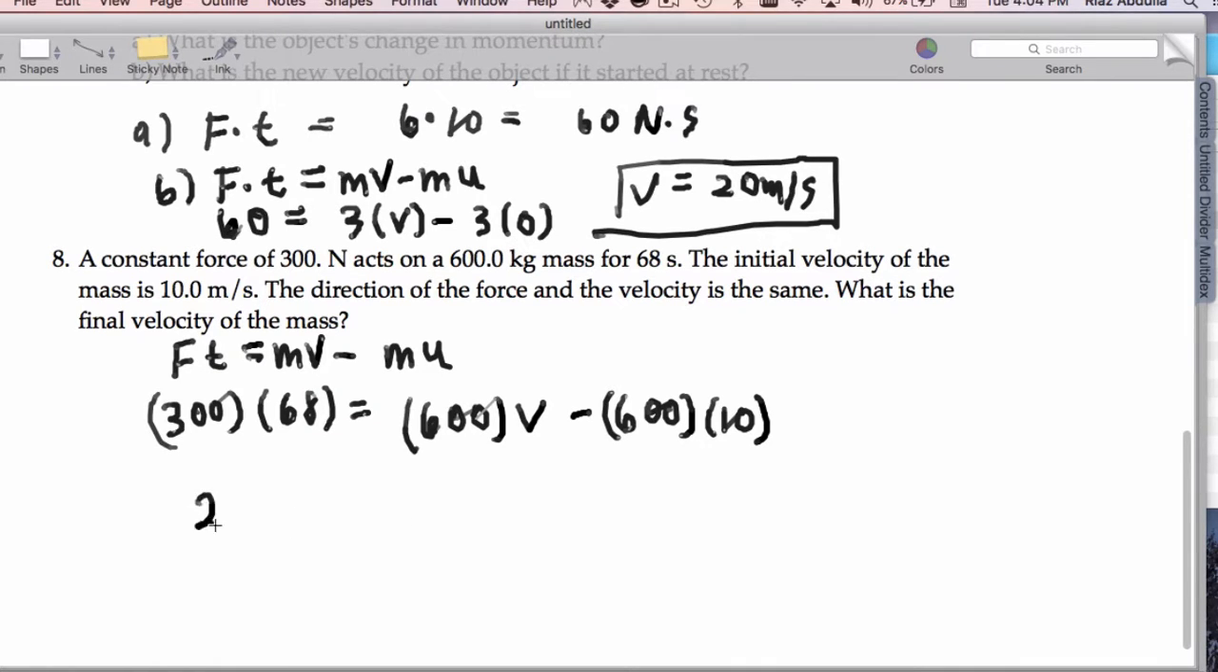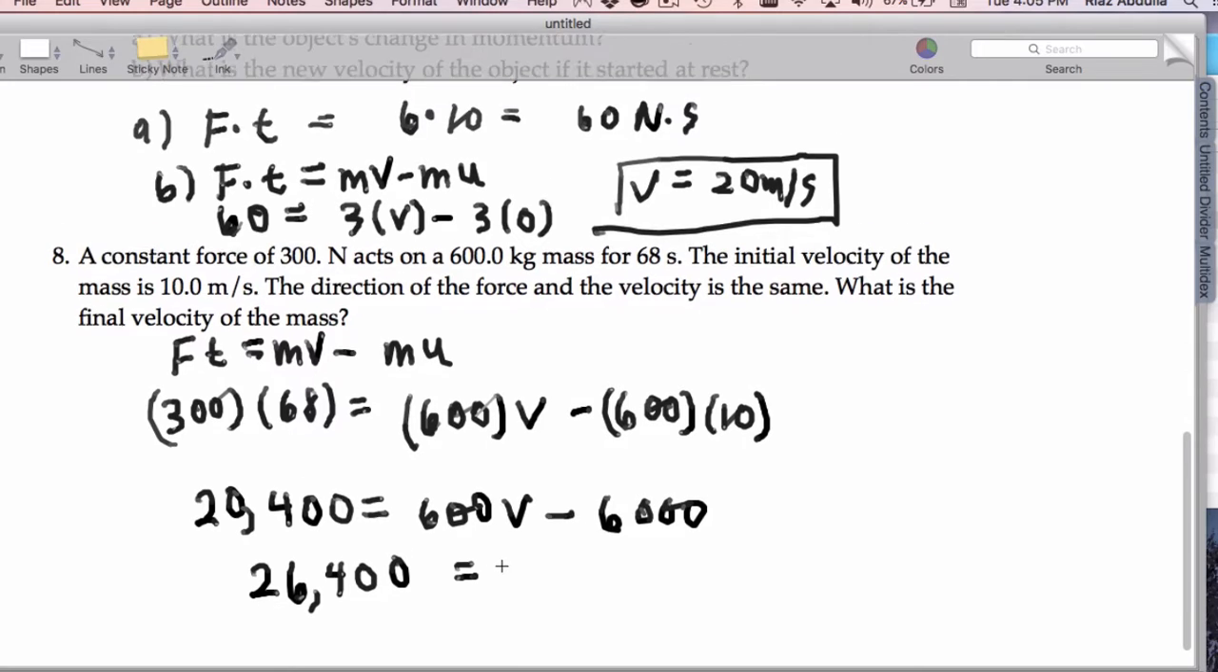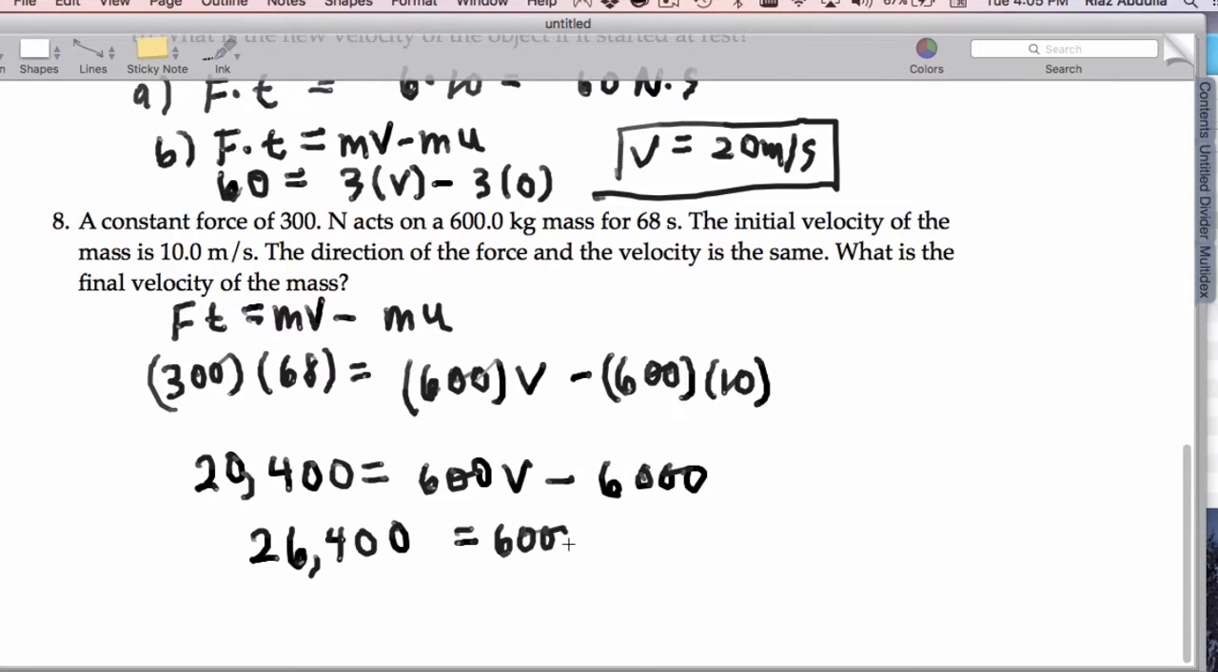So 20,400 equals 600 v minus 6,000. That will give us 26,400 equals 600 v. So our final v is going to be 44 meters per second.